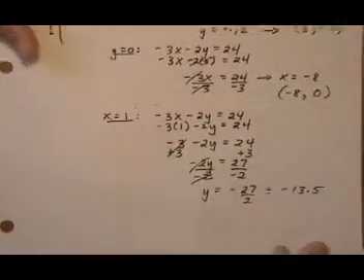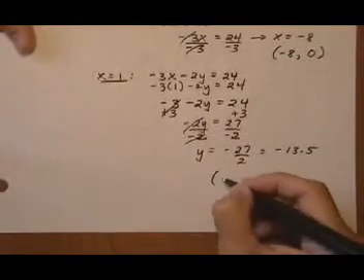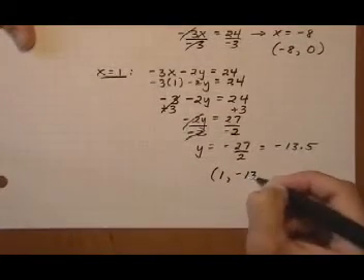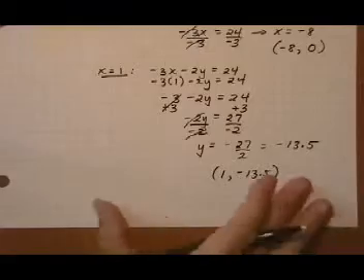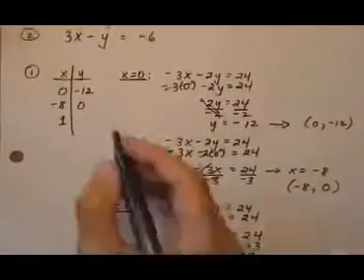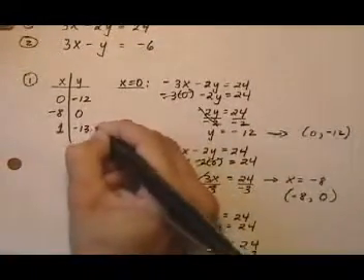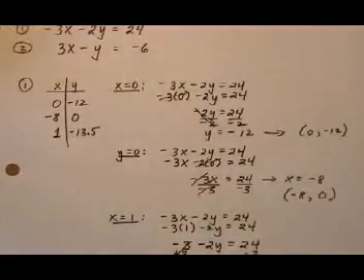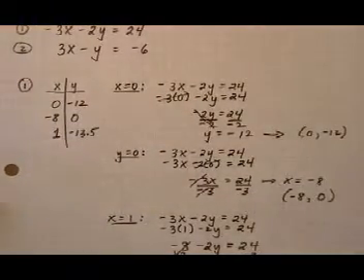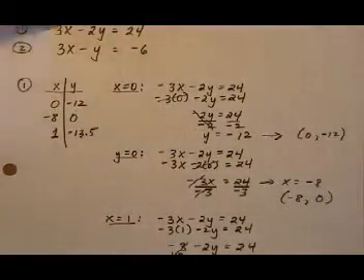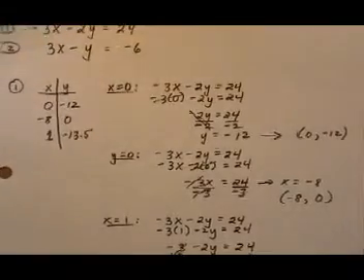So we get another ordered pair. When x is 1, y is negative 13.5. So let's put that into our chart. That's our chart for equation 1. Now we're going to make the same kind of chart for equation 2. So we get 3x minus y equals minus 6 as our original equation.